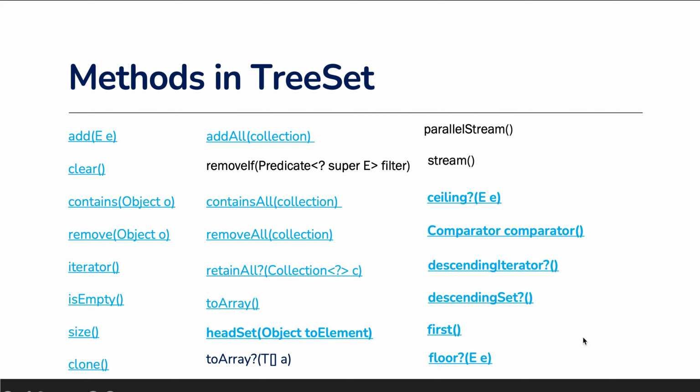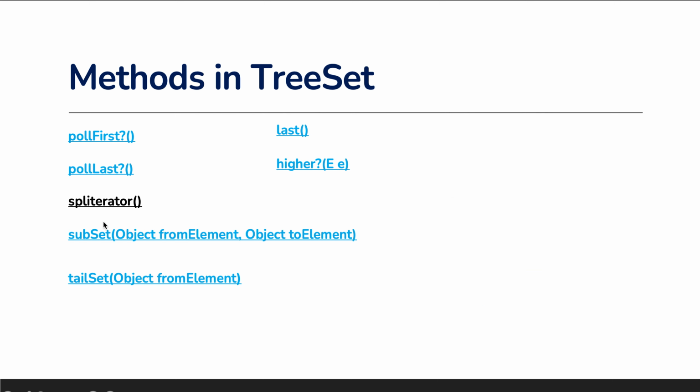So I would recommend you to just pause the video and go through all these methods. These are the methods available inside the TreeSet. Along with that, there are a couple of methods available like pollFirst, pollLast, spliterator. Spliterator is one of the features of Java 8. We will be discussing the functionality of the spliterator as part of the Java 8 discussion.